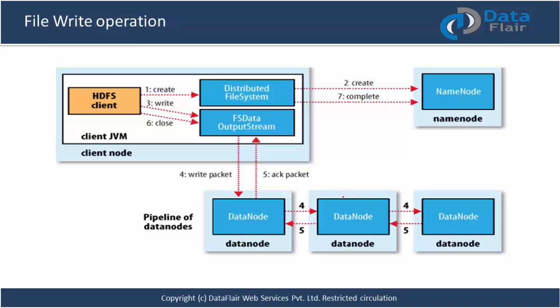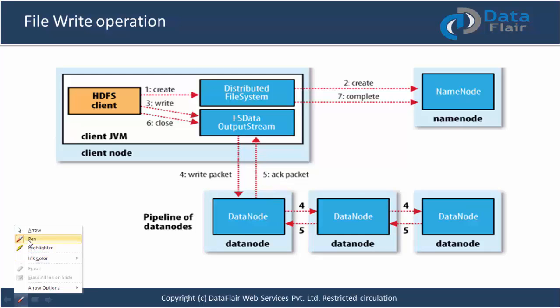While writing, if any data node goes down, no issues. The name node will provide the address of another data node where the data needs to be copied. While writing, suppose this particular data node went down, no issues. Again, the name node will provide the address of another node. So guys, while writing or reading, if any failure occurs, don't worry, it will be taken care of automatically.